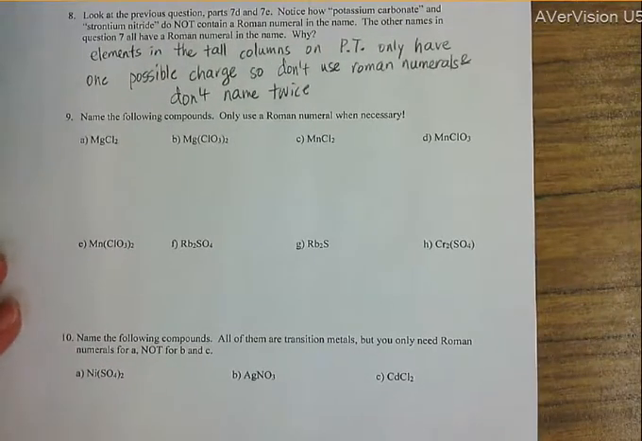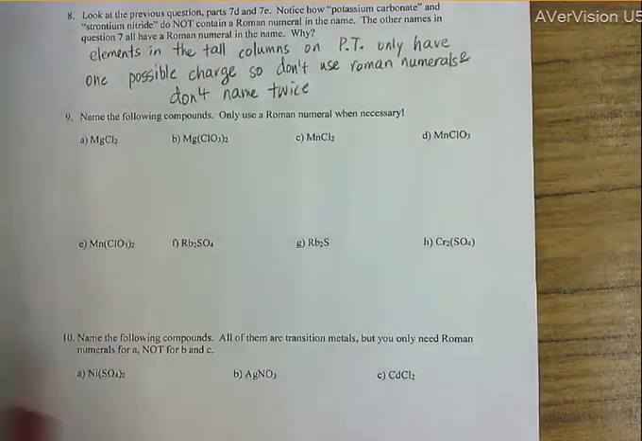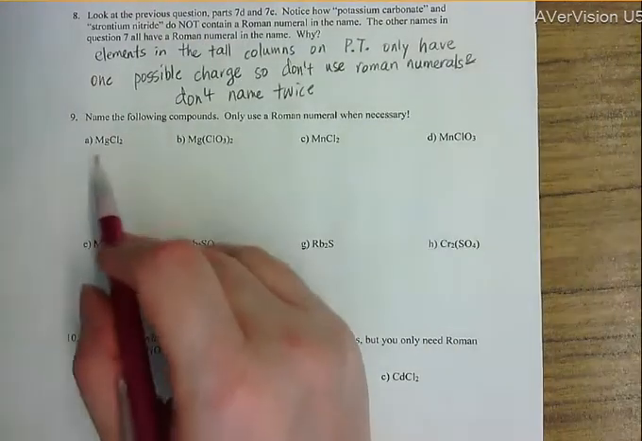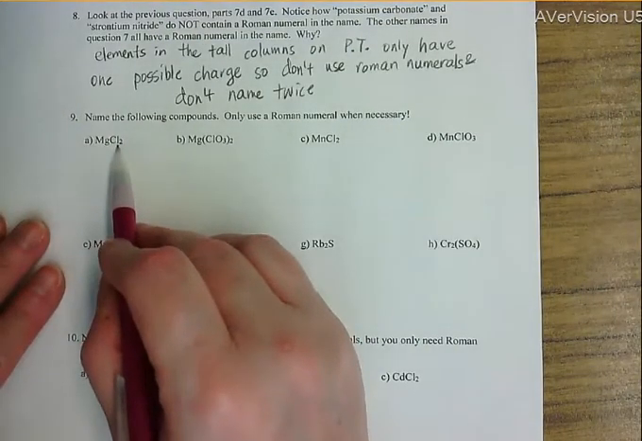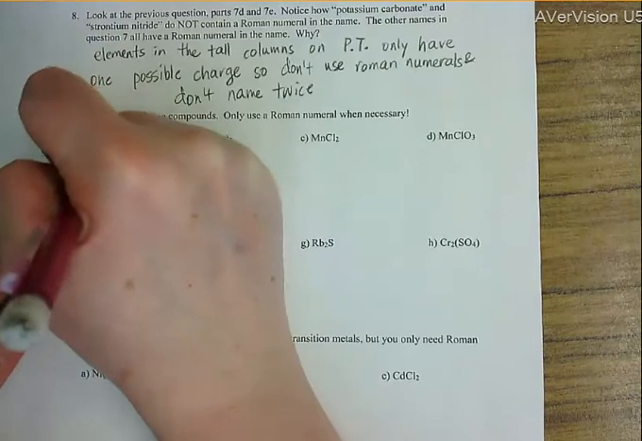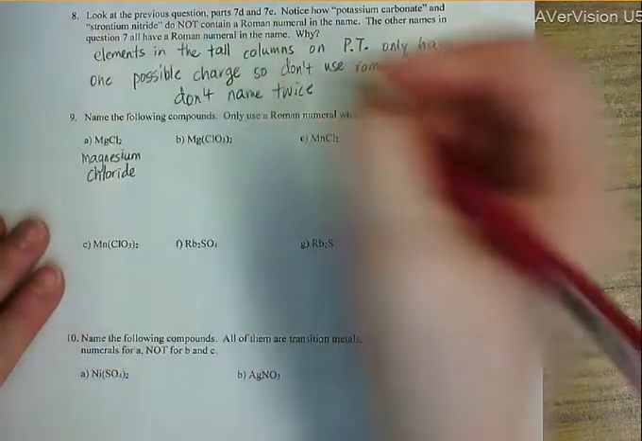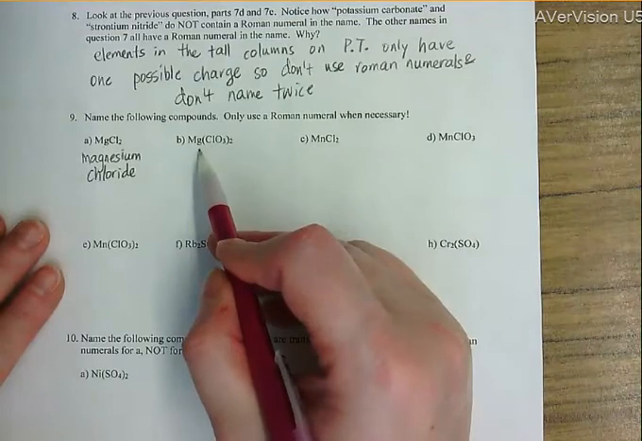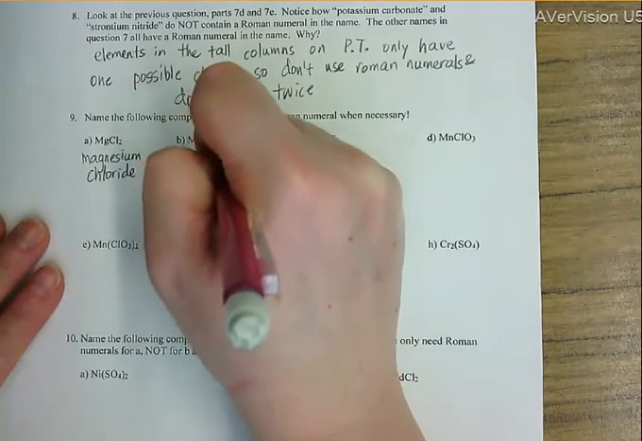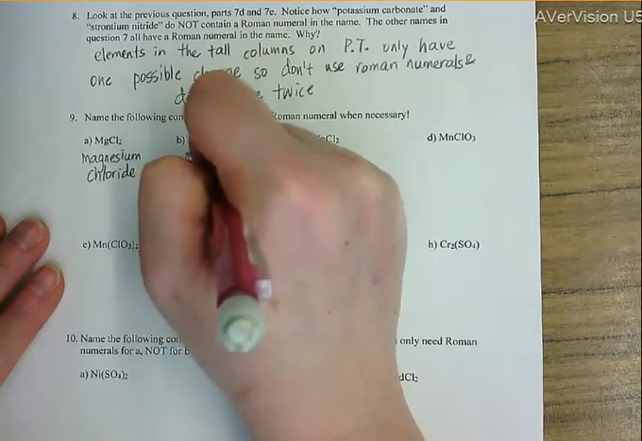Number 9, name the following compounds, only use a Roman numeral when necessary. So again, I look at my metal Mg. Mg is in a tall column, so I don't need to use a Roman numeral, and I don't need to name this twice. So Mg is magnesium ion, and this is chloride, so this is just magnesium chloride. Still magnesium, so still tall column, don't have to use Roman numerals. This is chlorate, so this is magnesium chlorate.